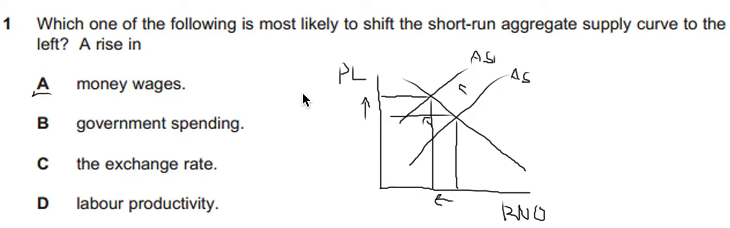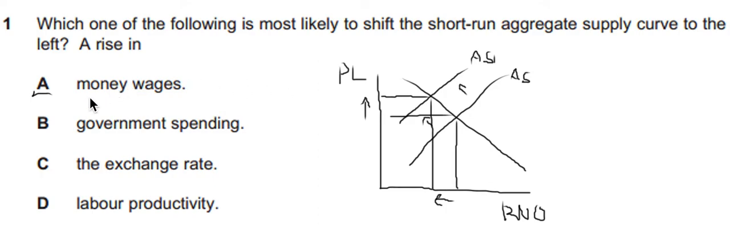If we look at D, labour productivity, if labour productivity rises, what this tells us is that for each worker, the amount they can produce has gone up, and therefore for the current workforce, they can actually supply more for the same amount of labour that's employed, and therefore aggregate supply will shift to the right, as supply will be boosted.